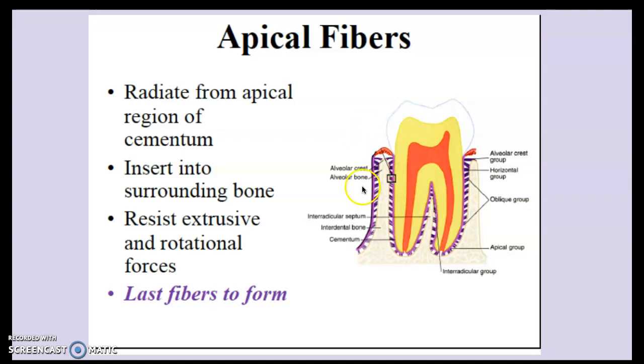Apical fibers, these are the last fibers to form, obviously, because they're down at the apices. They radiate from the apical region of the cementum. They insert into surrounding bone, and they resist extrusive and rotational forces.